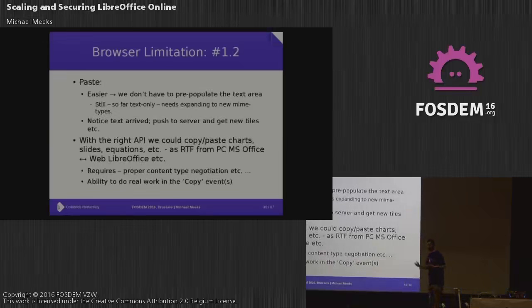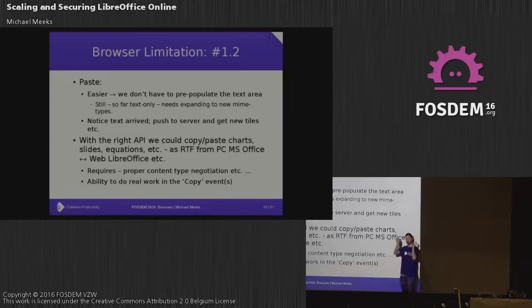1.2, paste. Yes, so we don't have to pre-populate the text area here. We just have to mash stuff into it. So, that's okay. And it's possible that we can do a better job here because we're on the receiving end. We actually get text of potentially different types, which is great. So we can notice it's arrived and push it and then fetch the new tiles and show it. But the slightly sad thing here is that with the right API, we could copy and paste just very richly.